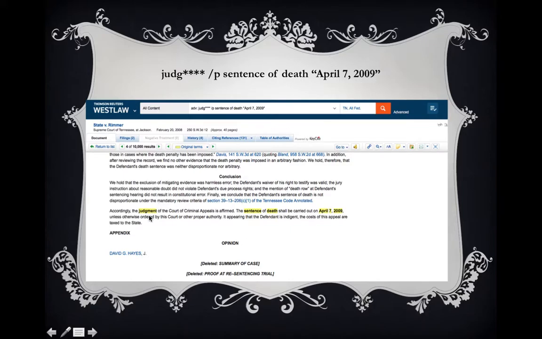And here is where it shows that it pulled up judgment within the same paragraph as sentence of death, and then here's our quote.